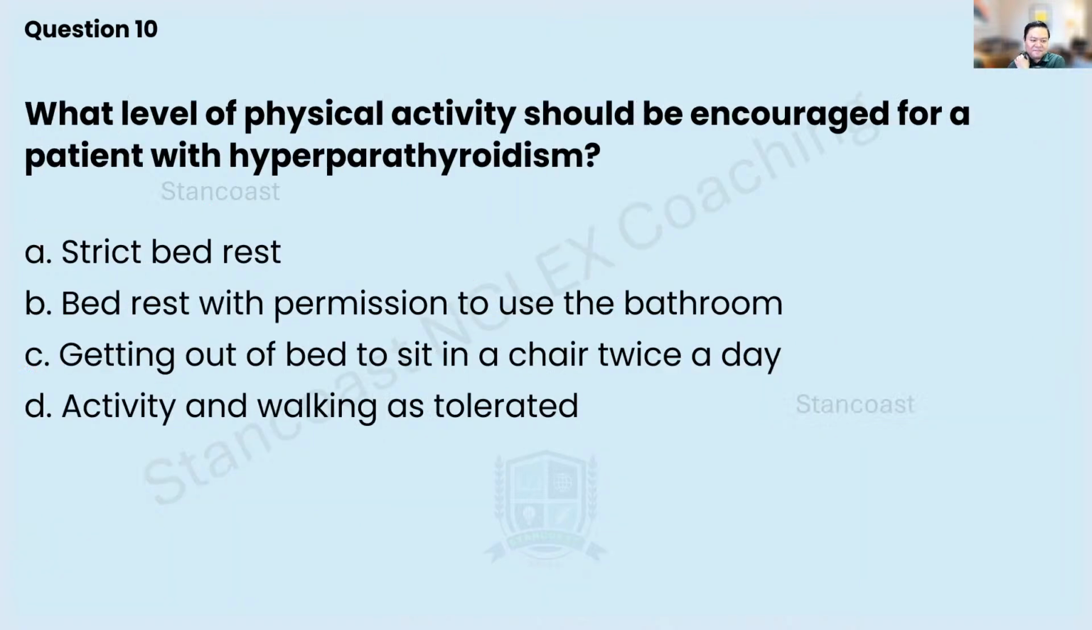What level of physical activity should be encouraged for a patient with hyperparathyroidism? Is it A, strict bed rest, B, bed rest with permission to use the bathroom, C, getting out of bed to sit in a chair twice a day, or D, activity and walking as tolerated? Your patient has hyperparathyroidism. So what type of activity should be encouraged for this type of patient? Will that be A, B, C, or D?